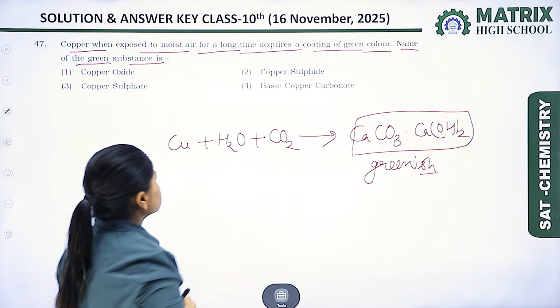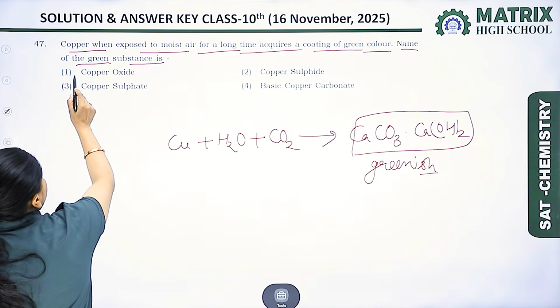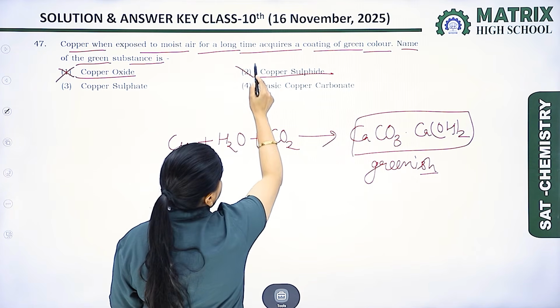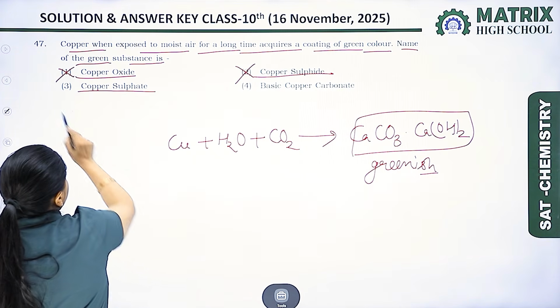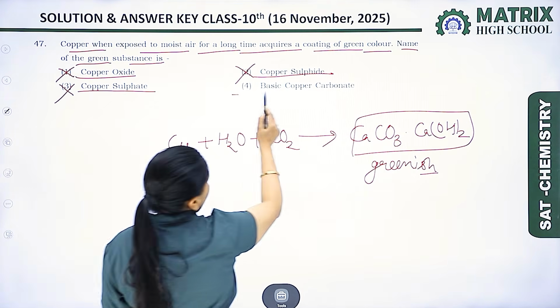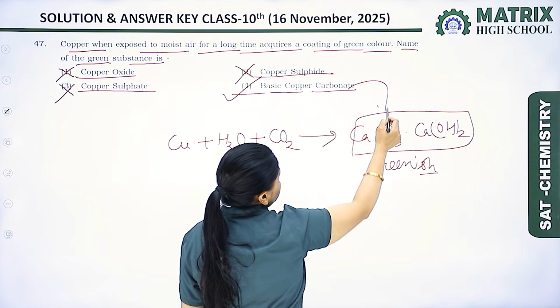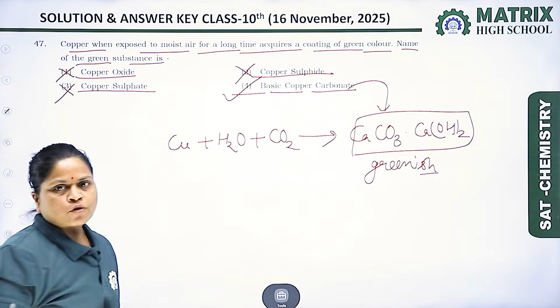So let's discuss the options. First, copper oxide, no, it is wrong. Second, copper sulfide, no, it is wrong. Copper sulfate, it is again wrong. And 4, basic copper carbonate, this is the correct answer. So the answer is option 4.